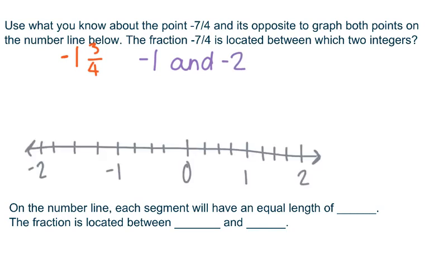Now let's plot our point. So we know it is -1, so we're going to go to -1 and go over 3 spaces to represent the 3/4. Now we have to plot the opposite. So the opposite of a negative number is going to be a positive number. On the number line, each segment will have an equal length of 1/4. The fraction is located between -1 and -2.